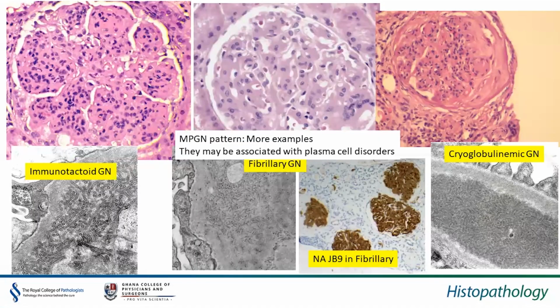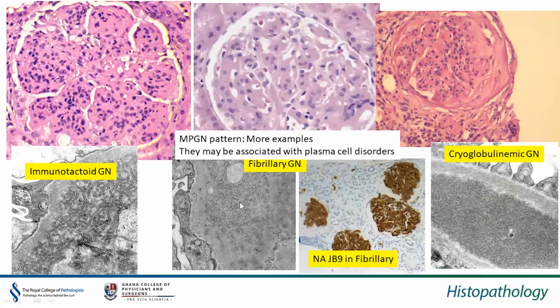Now, there are other diseases which can have an MPGN pattern. For example, again an MPGN pattern here, and electron microscopy showing immunotactoid glomerulonephritis. These immunotactoids have microtubules which have hollow cores. This is more like a membranous pattern with increase in matrix. And on electron microscopy, you find these fibrils. And these fibrils are not like amyloid fibrils. They are thicker, almost 10 to 13 nanometers. And this is a fibrillary glomerulonephritis.